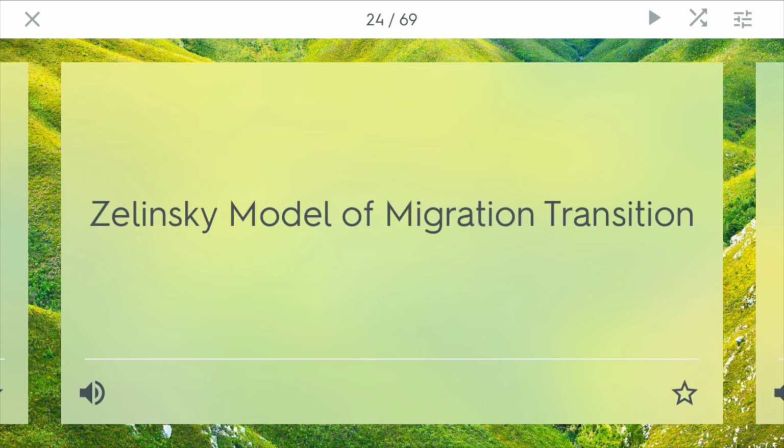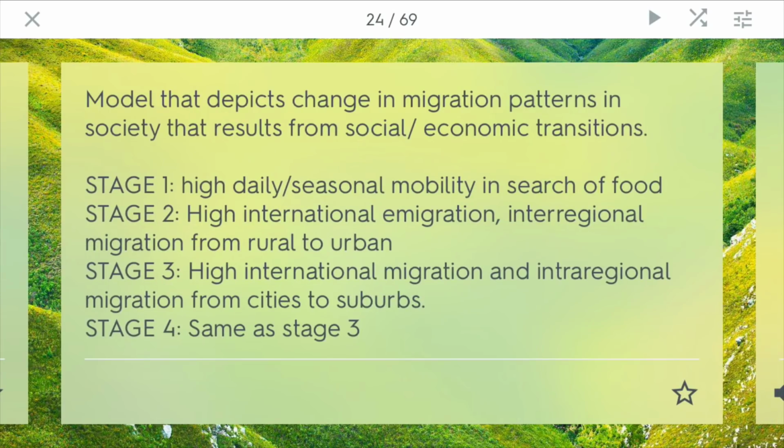Zelinsky's model of migration transition. This is a model that depicts change in migration patterns in society that generally results from socioeconomic transitions. So this has 4 stages. The first stage is high daily and seasonal mobility in search of food. So this is many times nomads. They migrate a lot because of food.